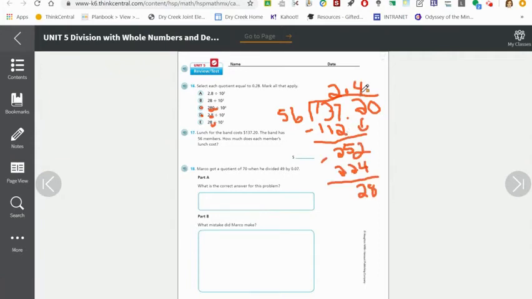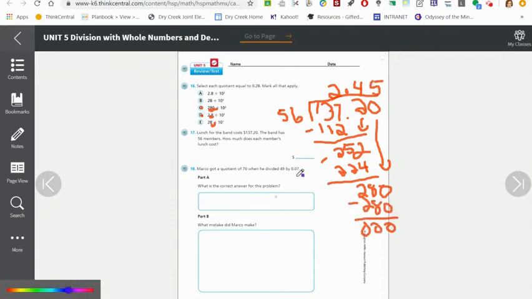That goes in 4 times. 56 times 4 is 224. Oops, I forgot to tell you I brought down my 2, which gives me now 252. I'm going to subtract 224 from 252, and it gives me 28. Is 28 less than 56? Yes, so now I can bring down my 0, and 56 goes into 280 5 times. And if I multiply 56 times 5, I'm going to get 280. 280 minus 280 is 0. So my answer is $2.45.